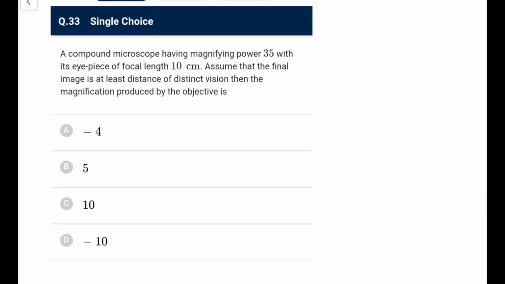A compound microscope has a magnifying power of 35 with its eyepiece of focal length 10 centimeter. Assume that the final image is at the least distance of distinct vision, then the magnification produced by the objective is? There is no other data given, just the least distance of distinct vision. The magnification produced by the objective would be?